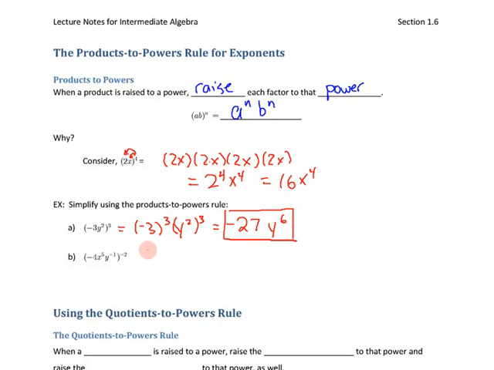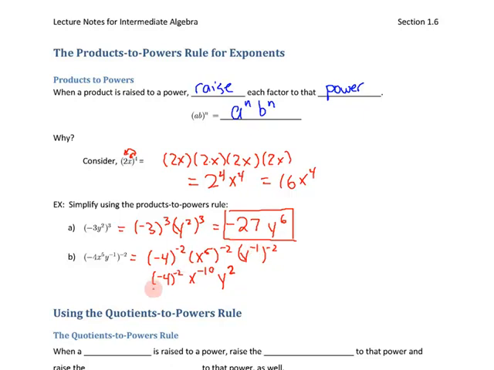Okay? Now on b, if we use the power to power rule, we'll have negative 4 to the minus 2, x to the 5th to the minus 2, and y to the minus 1 to the minus 2. So that's negative 4 to the minus 2, x to the minus 10, y to the positive 2. I'm multiplying powers raised to a power.